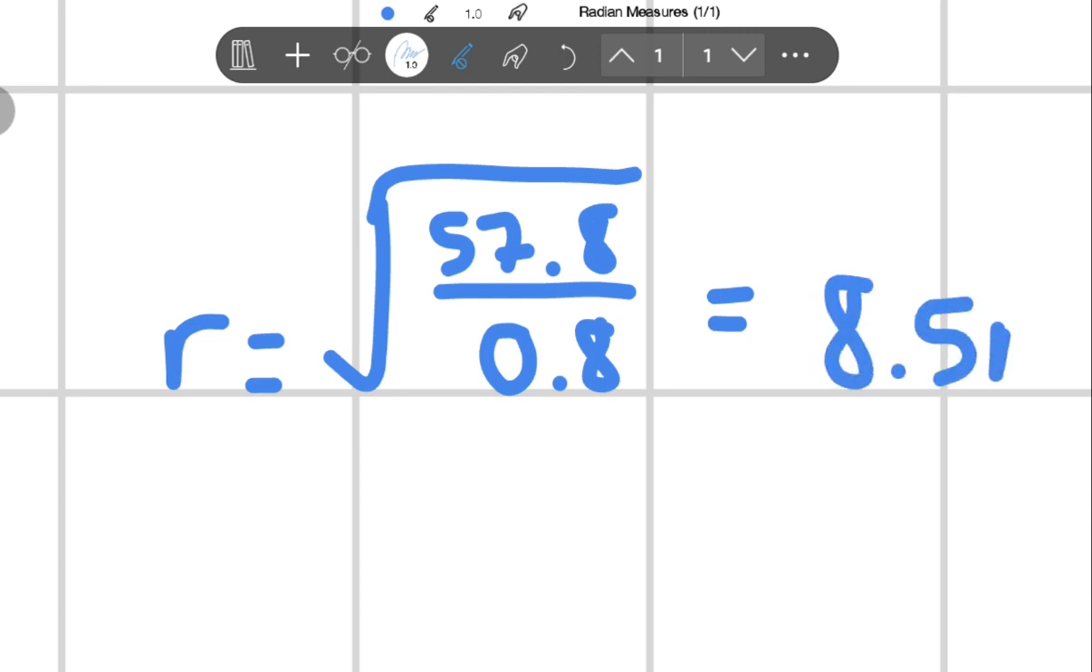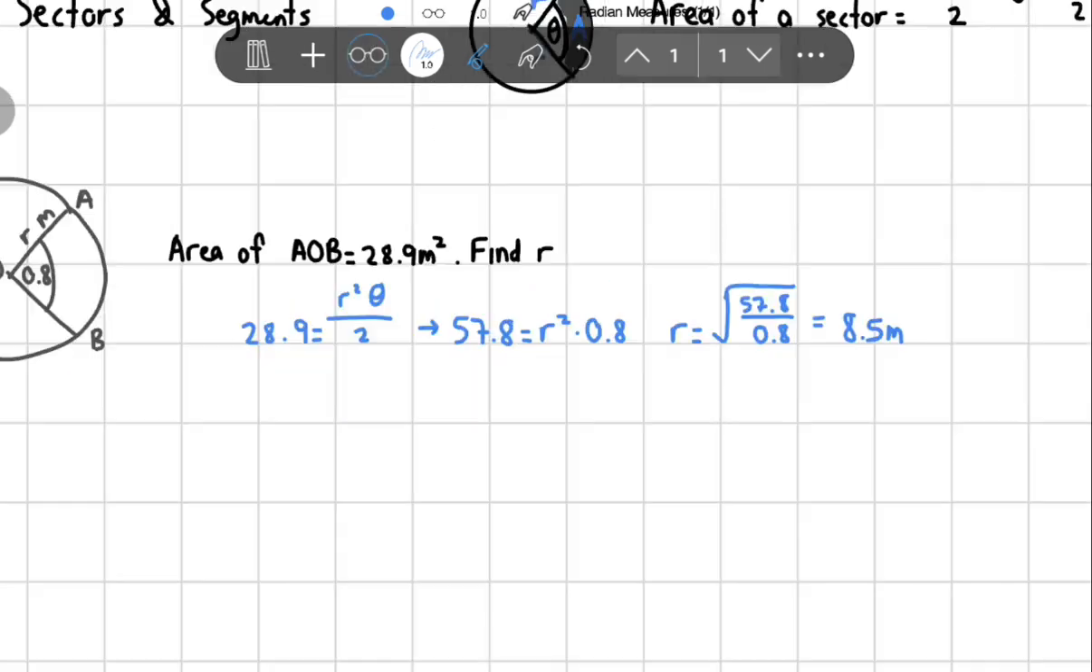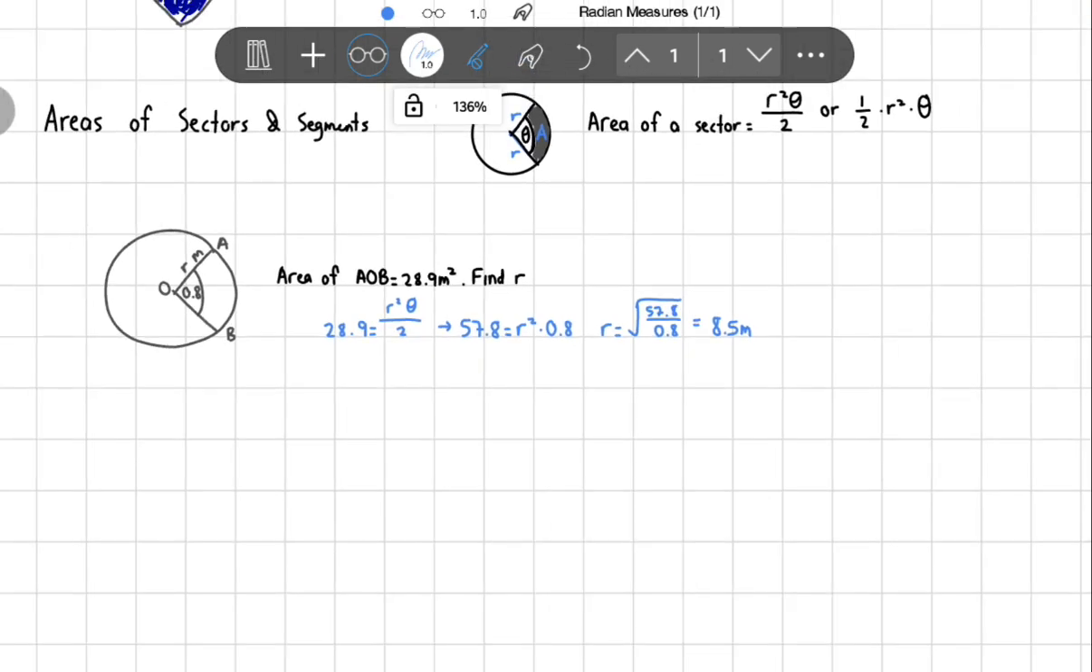8.5 meters. So yeah, that's how you use the formula for the area of a sector to calculate this question.